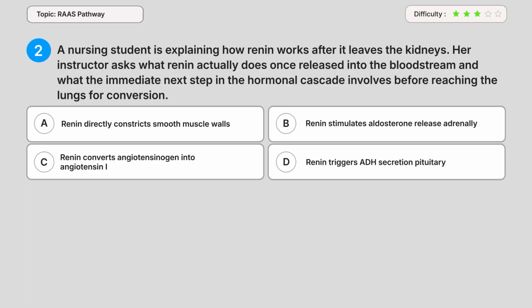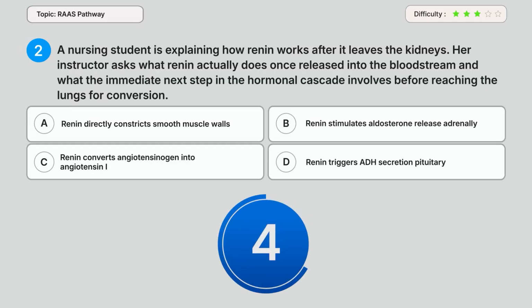A. Renin directly constricts smooth muscle walls. B. Renin stimulates aldosterone release adrenally. C. Renin converts angiotensinogen into angiotensin. D. Renin triggers ADH secretion pituitary. Can you guess the answer?